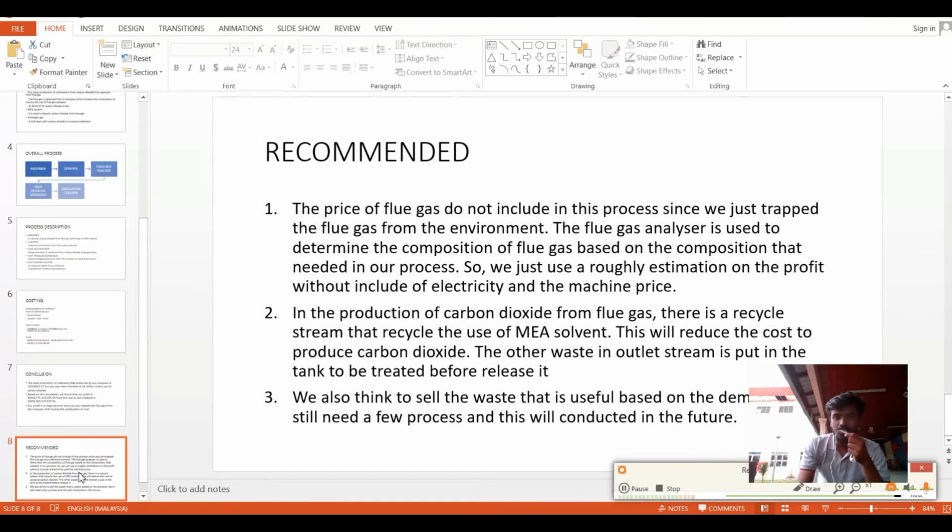So in the production of carbon dioxide from flue gas, there is a recycle stream that recycles the use of MEA solvent. This will reduce the cost to produce carbon dioxide. The other waste in the outlet stream is put in the tank to be treated before release. We also think to sell the waste that is useful based on their demands that still need a further process, and this will be conducted in the future.